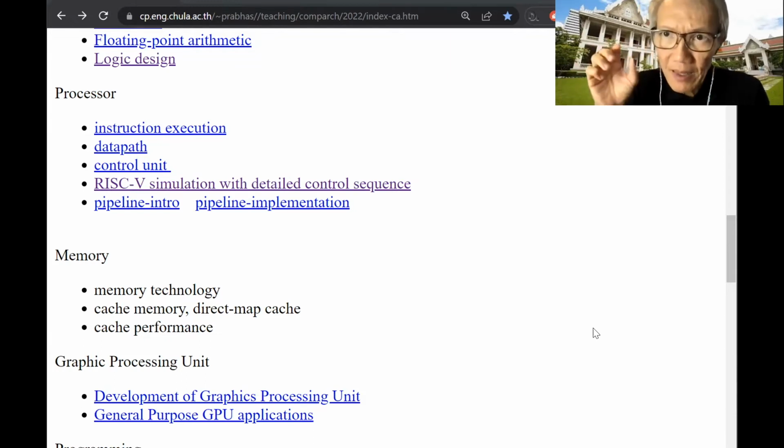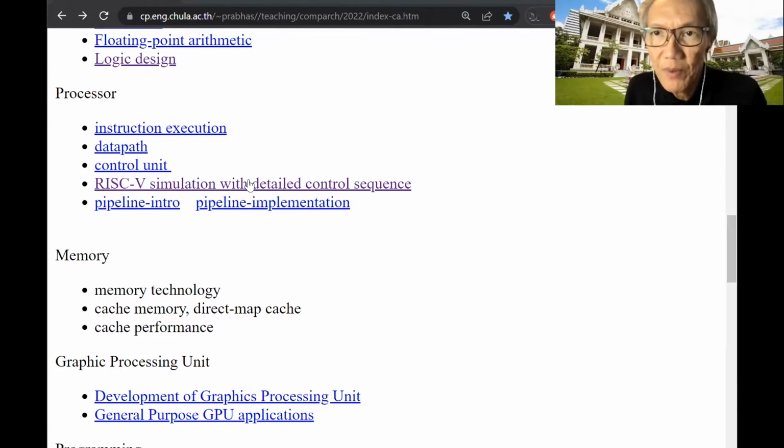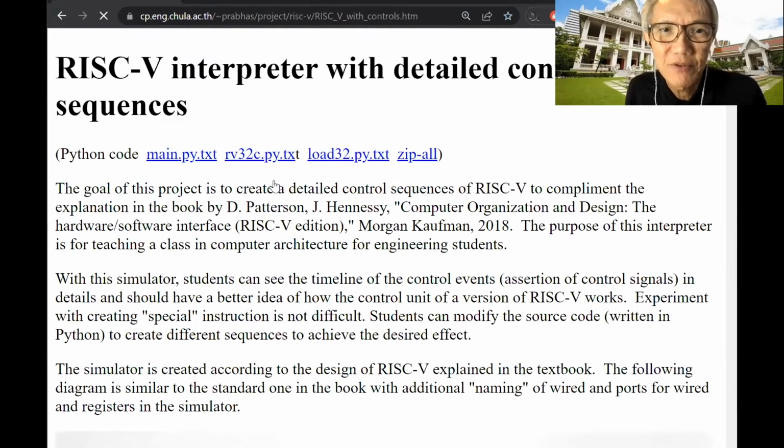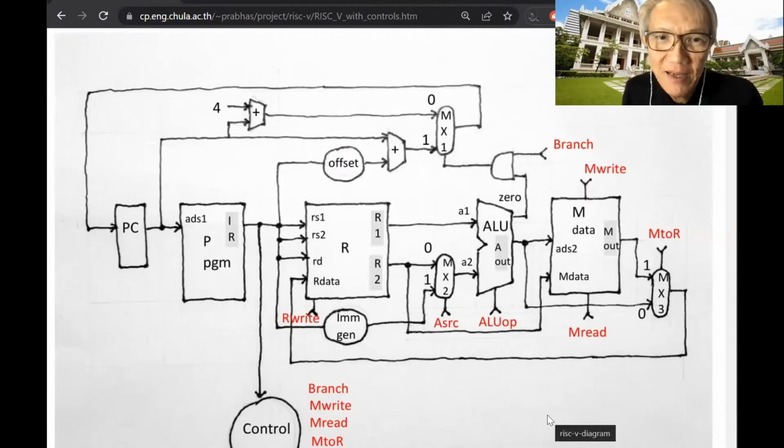So I built this simulation with a detailed control. Okay, let's see. Is it exactly the same data path as the one we have learned? The slightly different thing here is that I put in names, so I can really explain specific points where things happen and when.